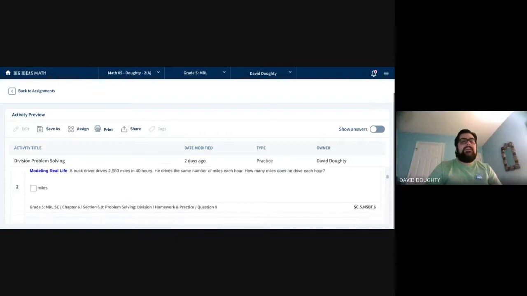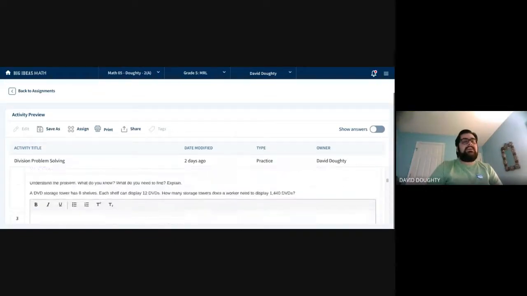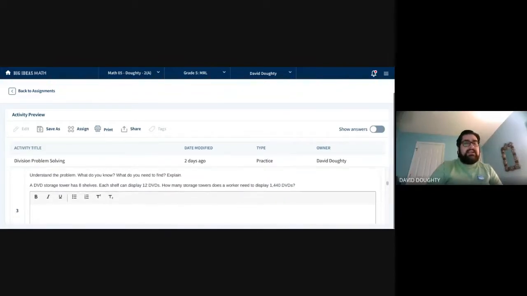Okay. Number 3 is a multi-step problem, and we are going to do it together. Here we go. It says, understand the problem. What do you know? What do you need to find? Explain. Okay. So it says a DVD storage tower has 8 shelves. Each shelf can display 12 DVDs. How many storage towers does a worker need to display 1,440 DVDs?